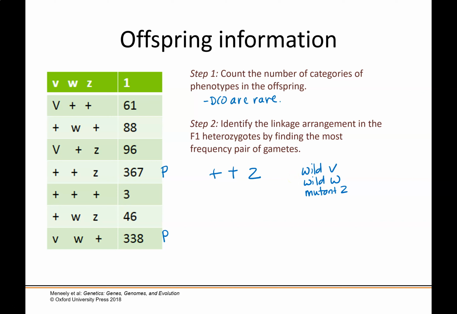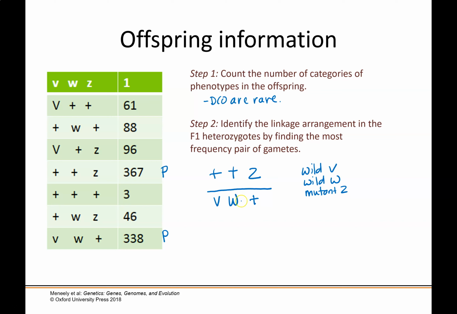The other parent is going to be mutant for V, mutant for W, and wild type for Z. So this is different than the discussion we had on the cross in lecture, because that one was all homozygous or all heterozygous, I believe. This one is a combo of both.